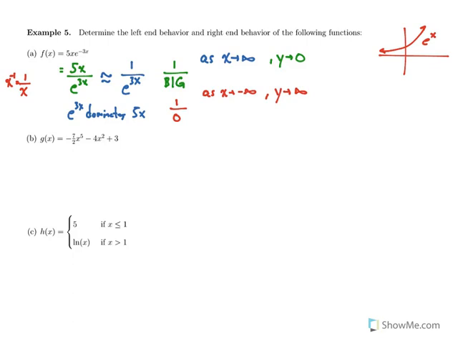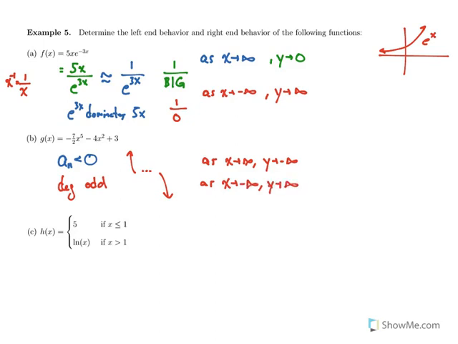All right, for g of x, this is a much easier problem. This is just a polynomial. We have that the leading coefficient is negative. We have that the degree is odd. So that means that our end behaviors are going to look like that, which means that as x goes to infinity, y is going to go to negative infinity. And as x goes to negative infinity, the left end behavior, y is going to go to infinity.